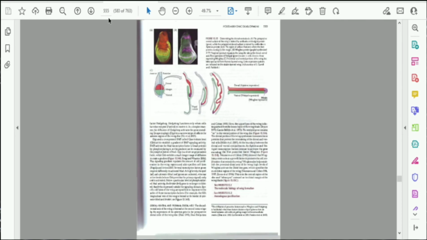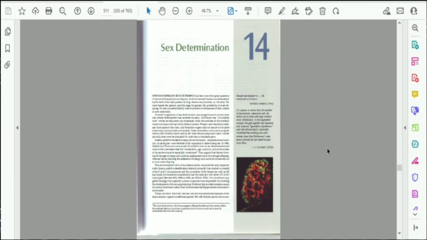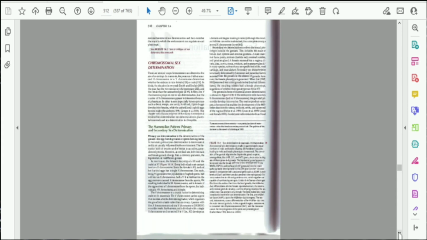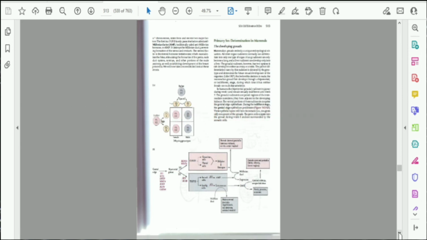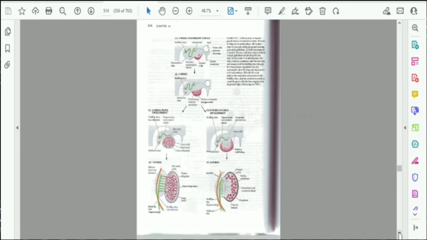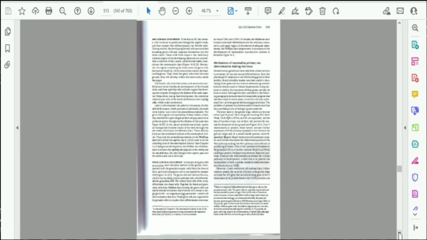For sex determination, I think I didn't refer from this, but I referred from this book only first. But previously, if you refer to sex determination on the internet, there is a Nature article available, given by the Nature website itself, and I think that will be important because of how the environment is influencing sex determination. If I find the link, I'll share it with you in the description below, or else you can just Google.